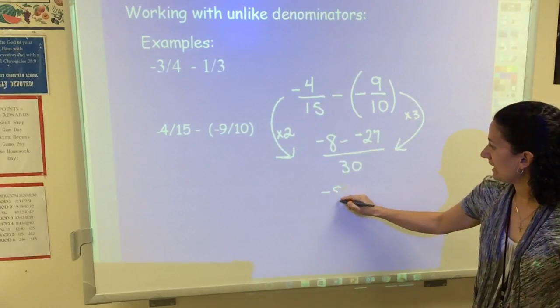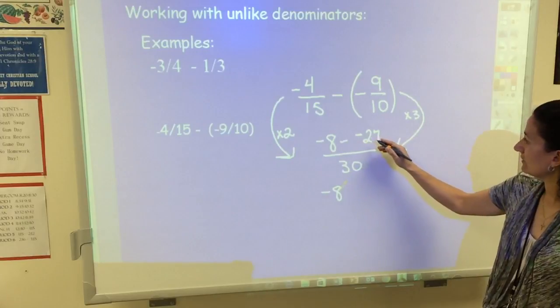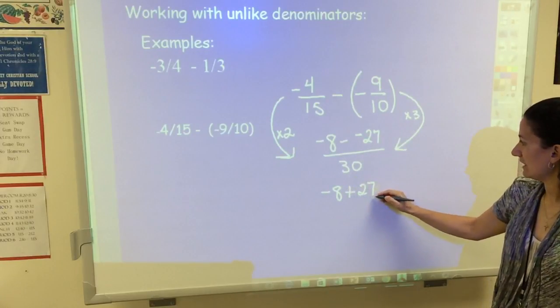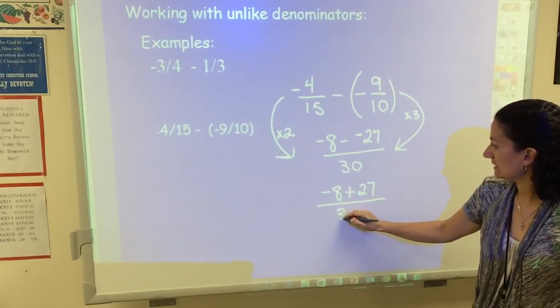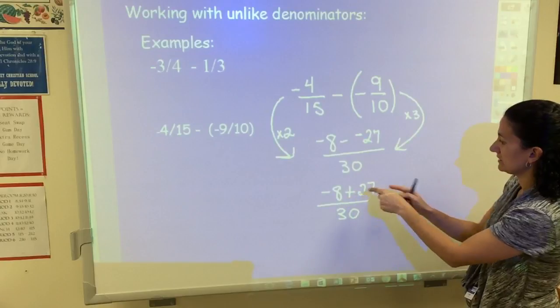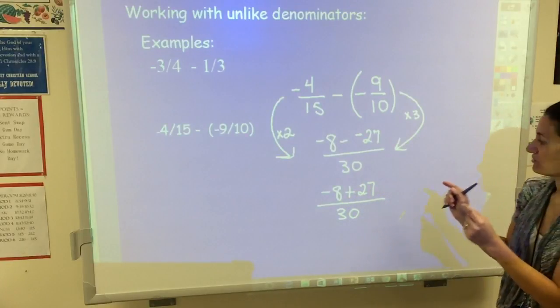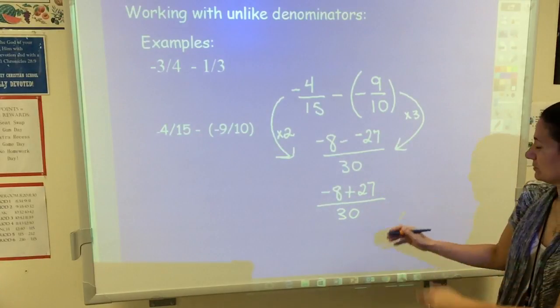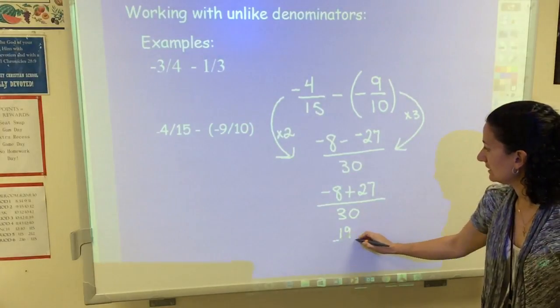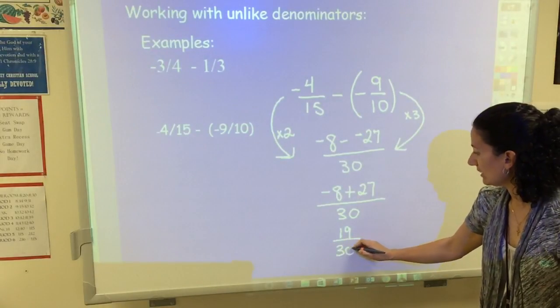I've got negative 8 minus a negative, so that really means I'm going to add a positive 27. If I rewrite it as addition, okay? Even though it says addition, I got a negative and a positive, so I'm going to be careful. I need to subtract those, find the difference between those two numbers. So that's going to give me positive 19 over 30.